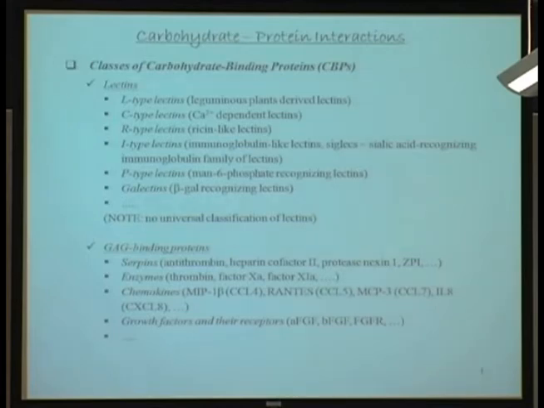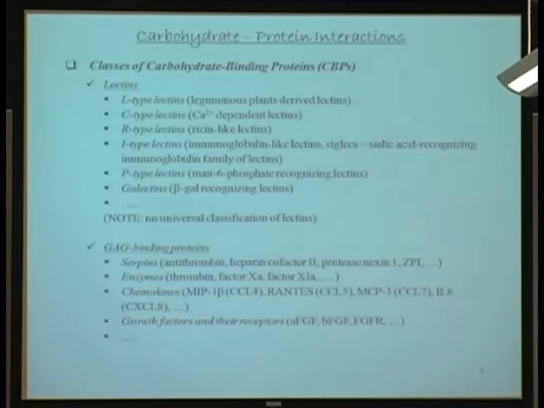L-type lectin, the letter L is derived from leguminous plants, and that's where they actually started being discovered. C-type lectins are calcium-dependent lectins. R-type lectins are ricin-like lectins. So there is something 3-dimensional in terms of residues and commonality amongst this specific subgroup, which is why we classify all of these into these distinct categories.